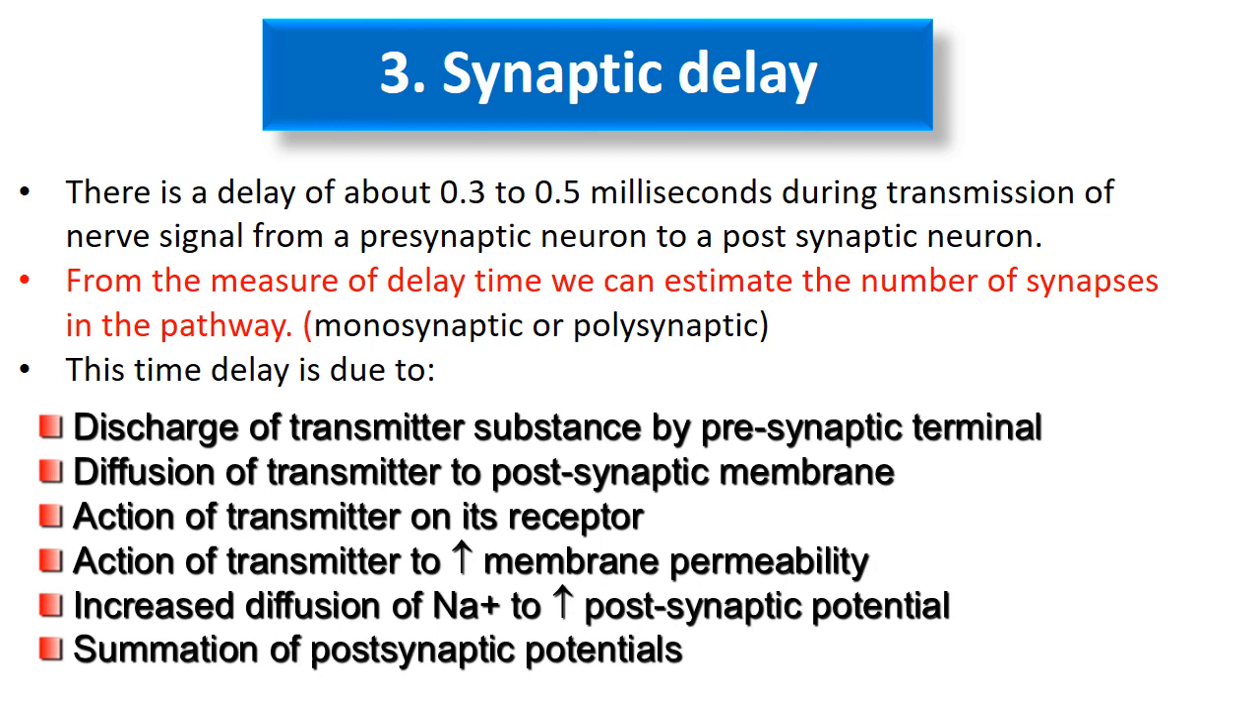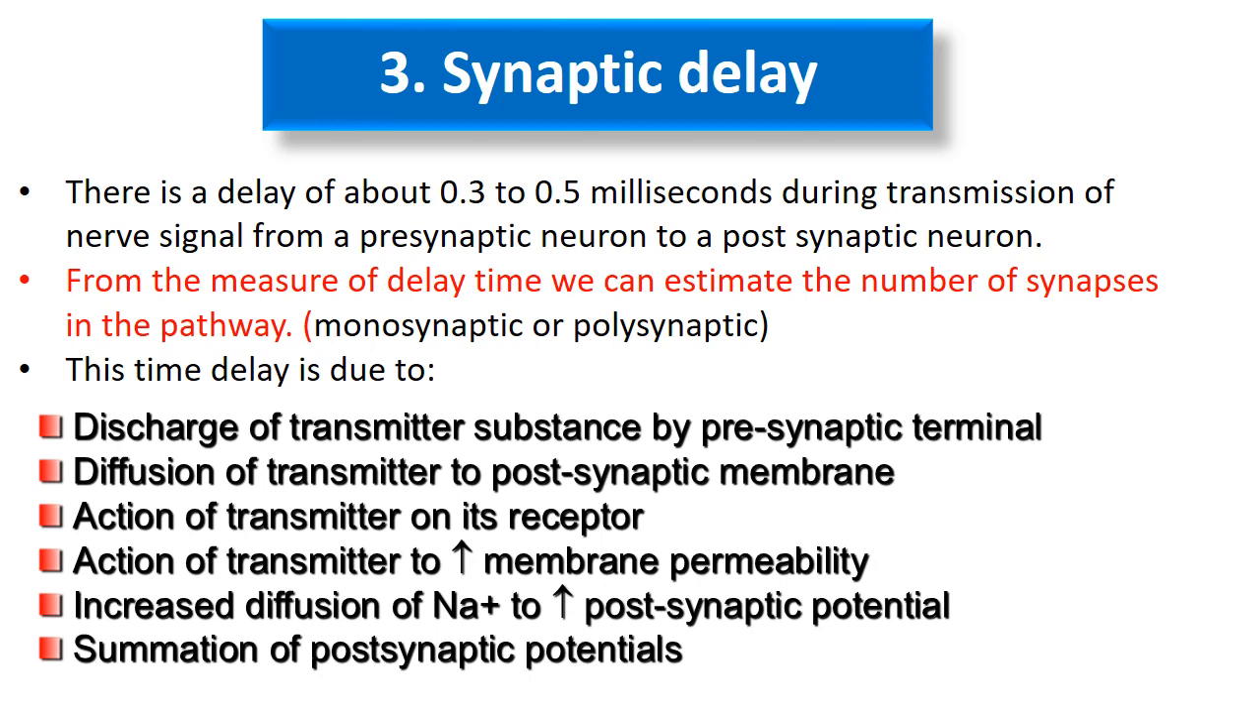Why is there a delay in the transmission of a nerve signal from presynaptic to postsynaptic? There are various factors. First of all, the discharge of the transmitter substance by the presynaptic terminal. Some delay occurs due to the release of the neurotransmitter, because when the action potential arises at the nerve terminal, the voltage gated calcium channels open and the transmitter vesicles fuse with the membrane and then release the transmitter substance into the synaptic cleft.